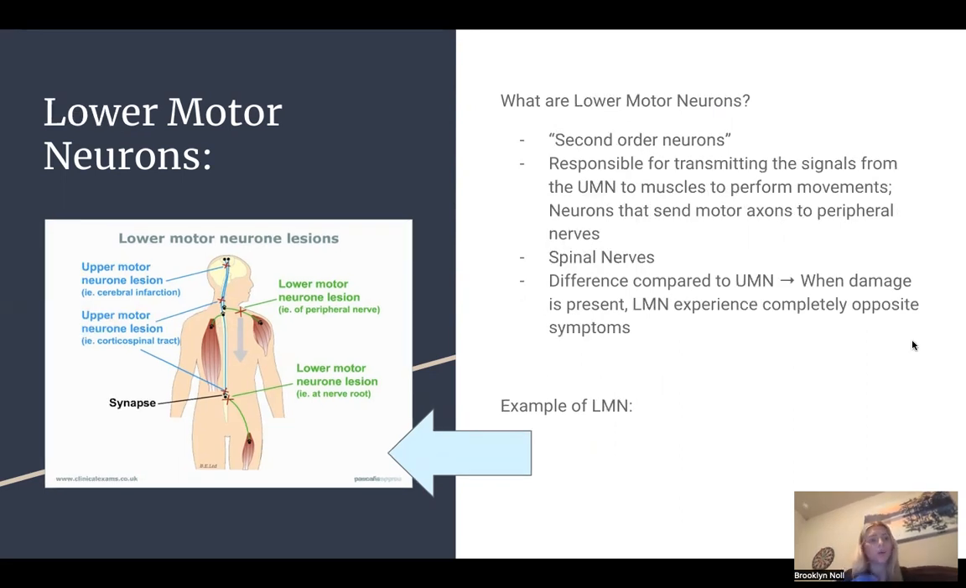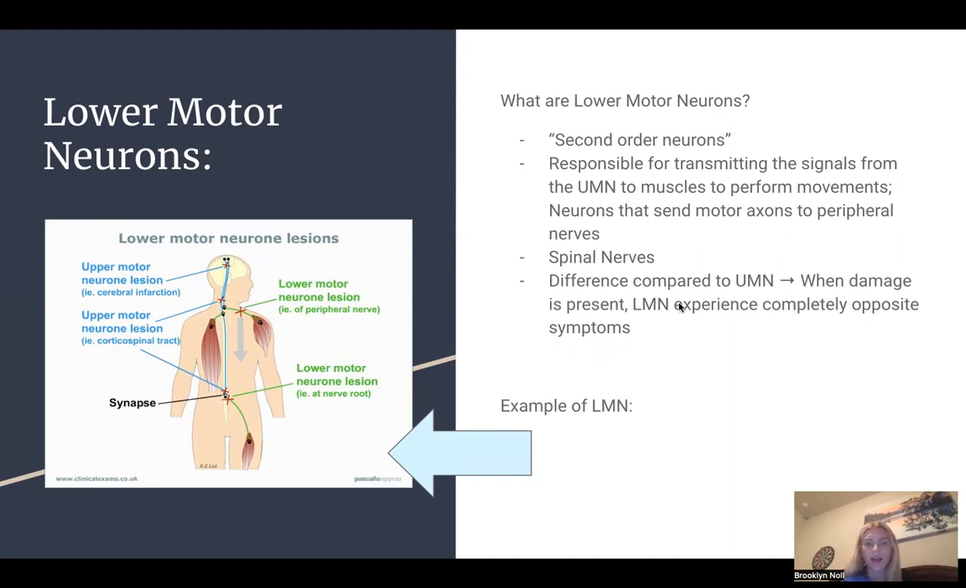Okay, so lower motor neurons. What are these? These are the second order neurons, and they're responsible for transmitting the signals from the upper motor neurons to the muscles to perform movements. These are the neurons that send motor axons to the peripheral nerves, and these are the spinal nerves.